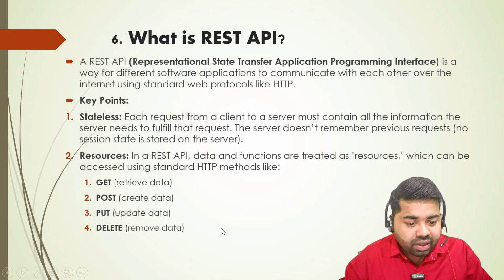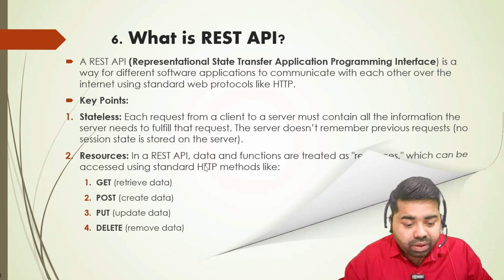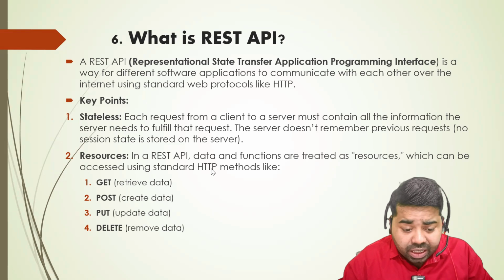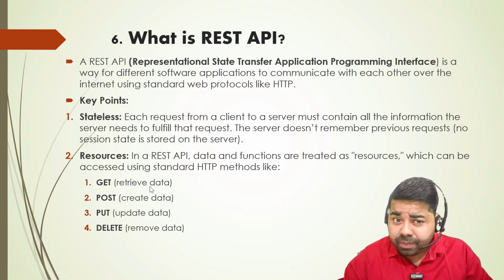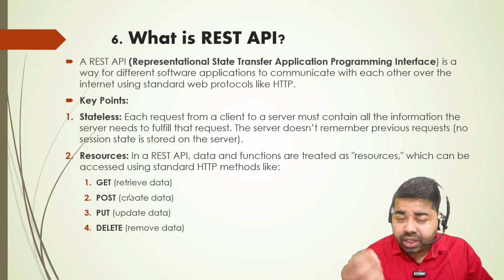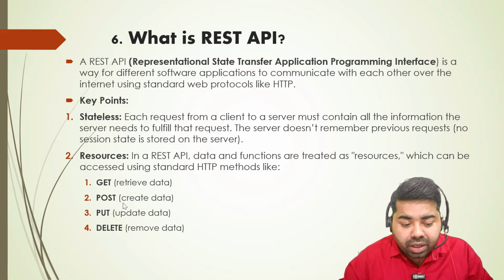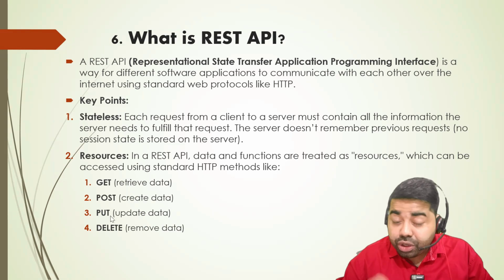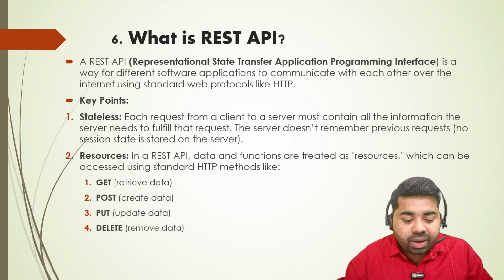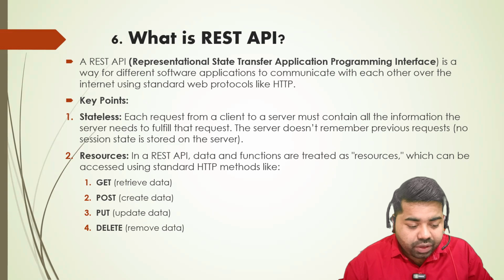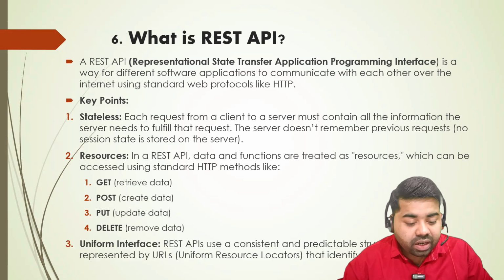Here we have resources that we use. We have different types of HTTP methods. We have a GET method, then a POST method. GET means it will retrieve the data. POST means it will create data. PUT means it will update the existing data, and DELETE will delete the data. Understood, right? And we have a uniform interface. Uniform interface means URLs, Uniform Resource Locators.